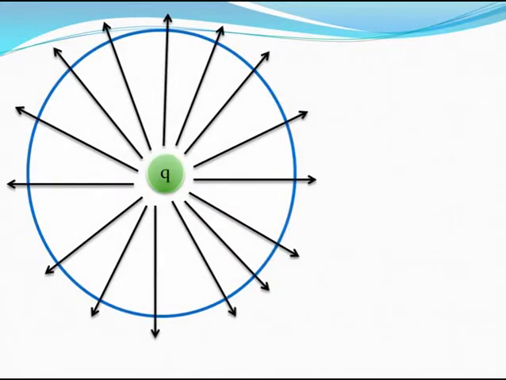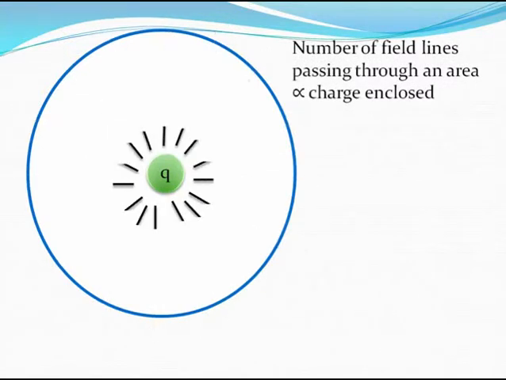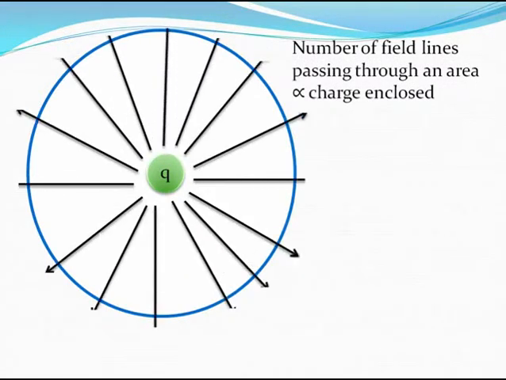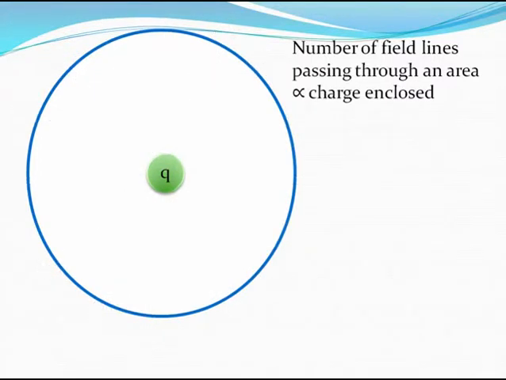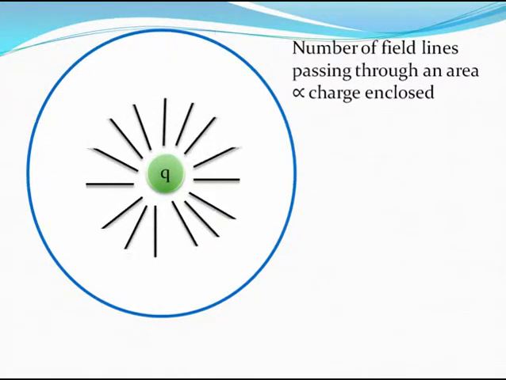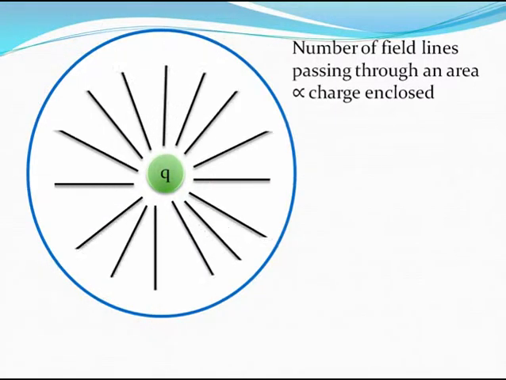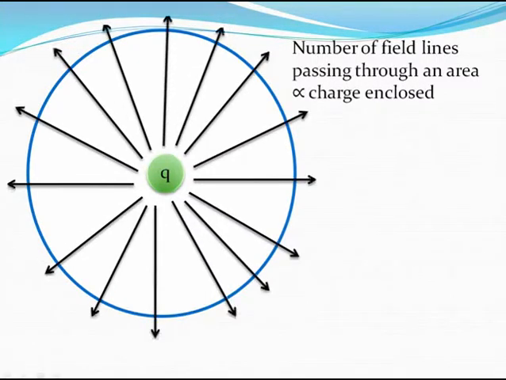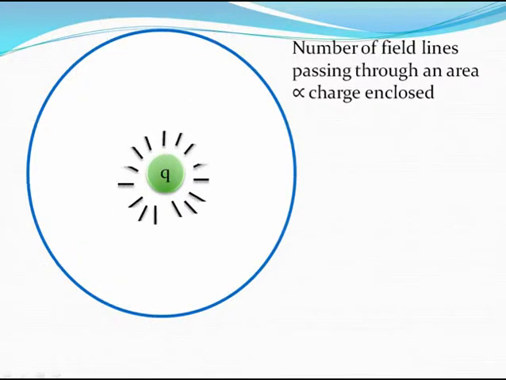You see, we already know that if you draw a closed surface like this around a point charge, then the number of field lines passing through this area of the enclosing surface is clearly proportional to the charge enclosed. We had earlier, in our discussion of field lines, discussed that the number of field lines coming out of any charge is proportional to the magnitude of the charge. So the more the charge, the more the number of field lines coming out. So if you take any closed area, then obviously the number of field lines passing through the area will clearly be proportional to the magnitude of the charge enclosed.